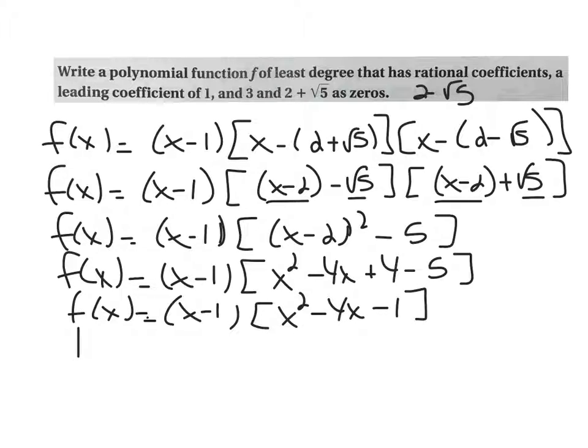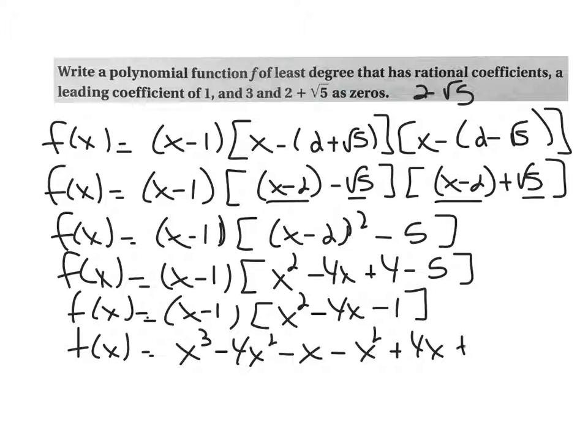And I'm almost there, guys. I know you're thinking, you're not there yet. I'm taking the x all the way through: x cubed - 4x squared - x. I just distributed the x. Now I'm going to distribute the negative 1: -x squared + 4x + 1.